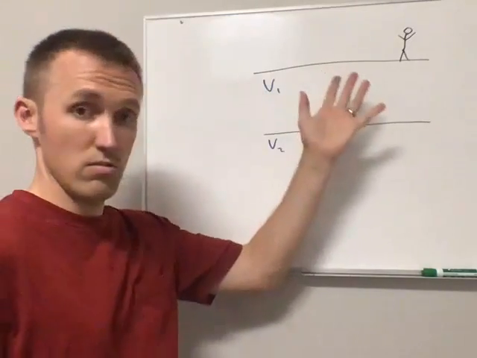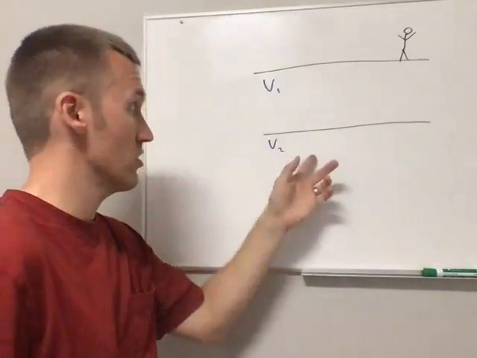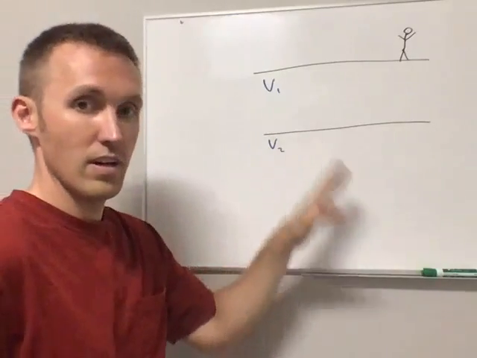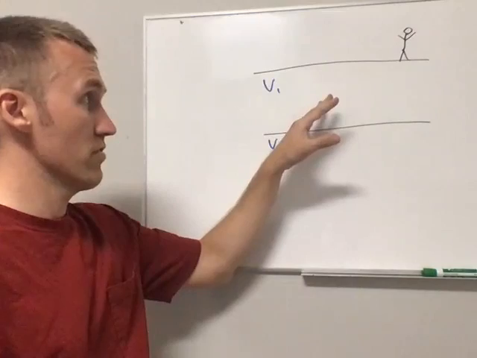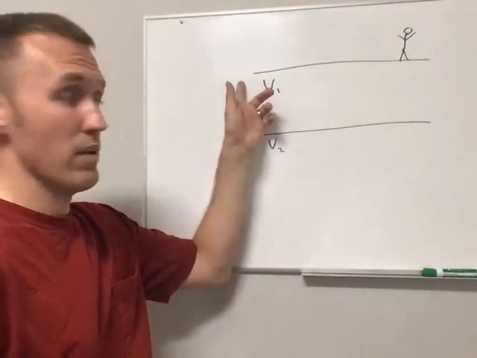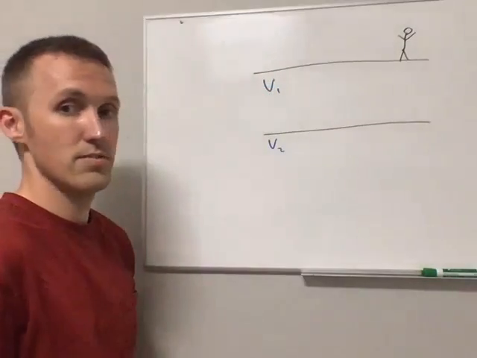We have two horizontal boundaries. We have a boundary from this assumed infinite medium below and layer 1, and then we have the boundary between layer 1 and the surface.